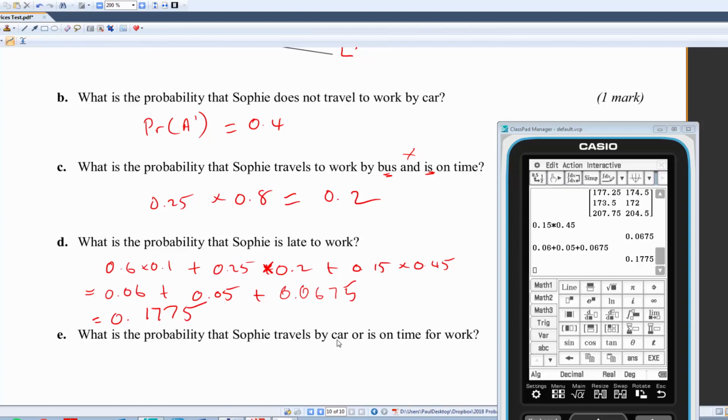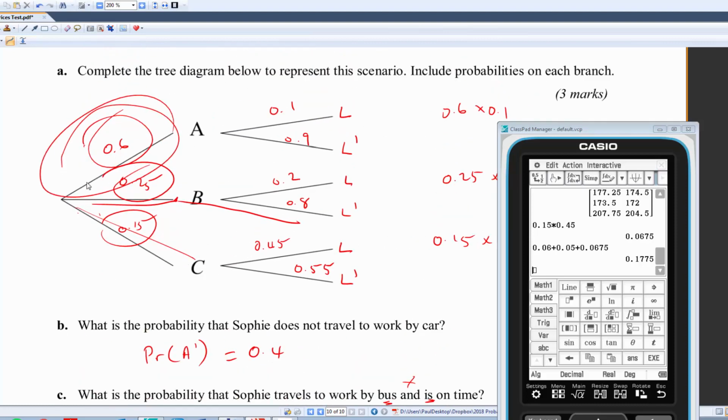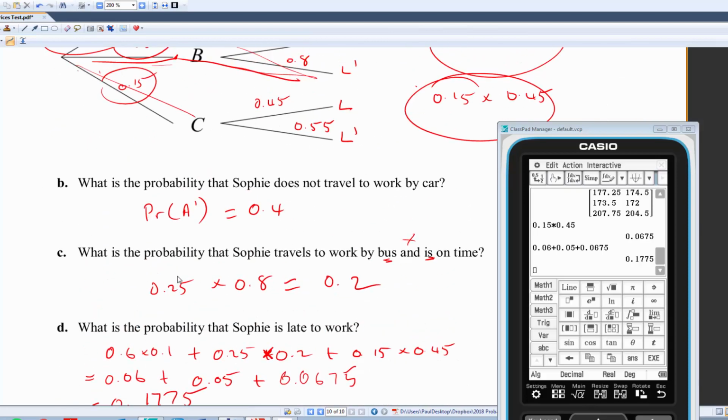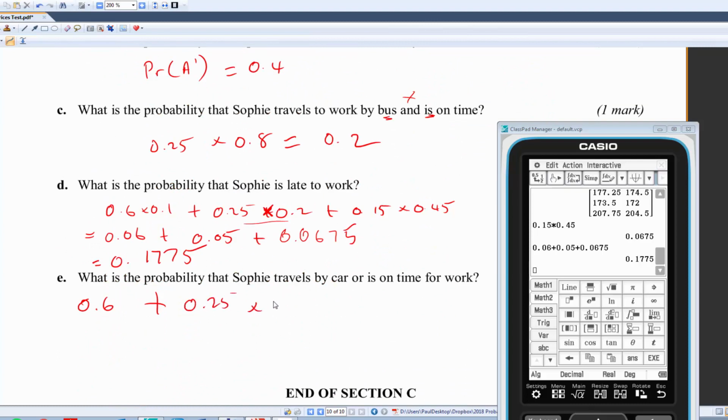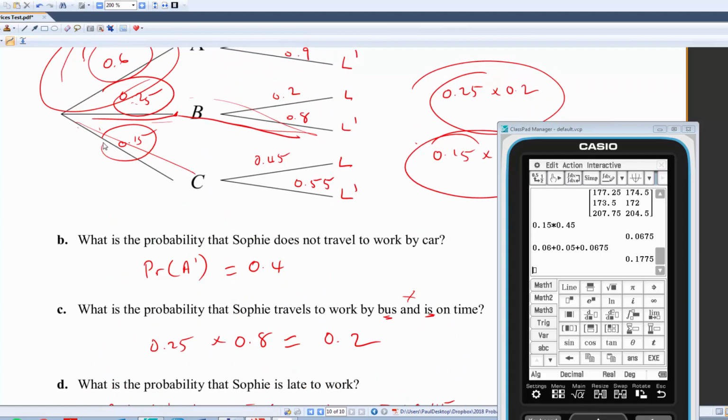The probability that she travels by car, and travelling by car, you'll recall, is 0.6, so that's that option there, or is on time for work. So she travels by car, so that's this one here, or is on time for work. So that's going to be this one here, and 0.15, the same calculation as that one there. So we're going to go 0.6 plus 0.25 times 0.8 plus 0.15 times 0.55. Did I get that right? Yeah, that one. And no, it's not going to be those same calculations, it's going to be those ones there, sorry.